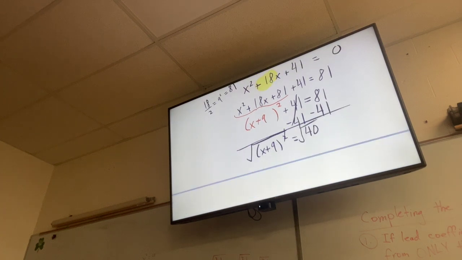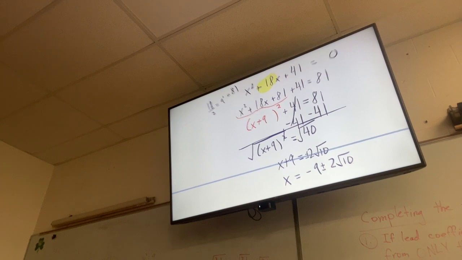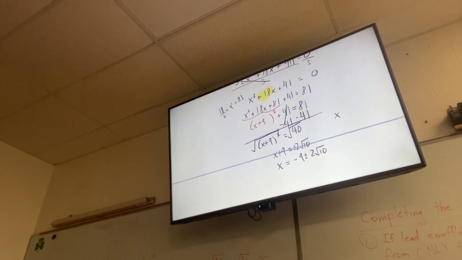Is there a square root mode on our calculator? There's a square root button on the calculator. Yeah. This is what? Plus or minus 2 root 10? Okay, so one solution is negative 9 plus 2 root 10. One is negative 9 minus 2 root 10. Are you still recording? Yeah, I'm still recording. It's all recorded.